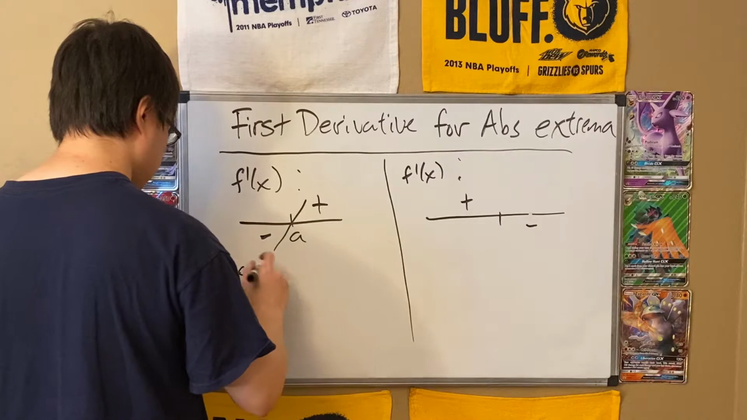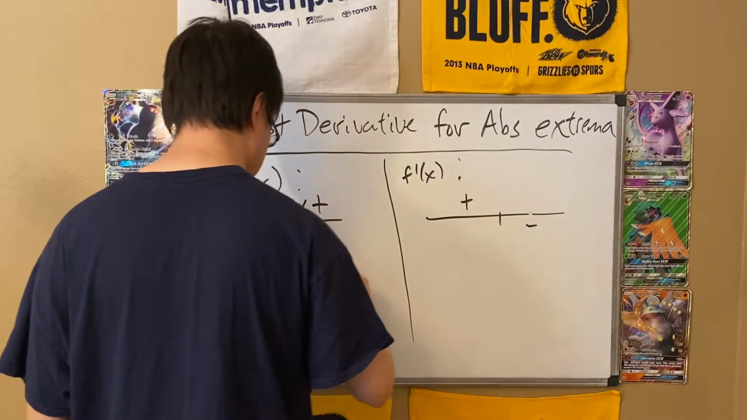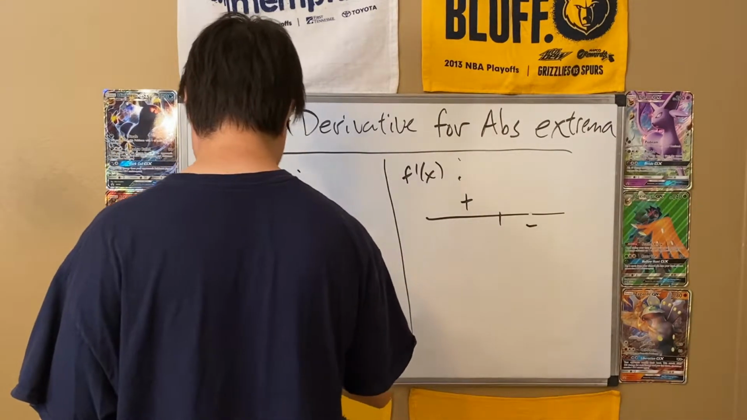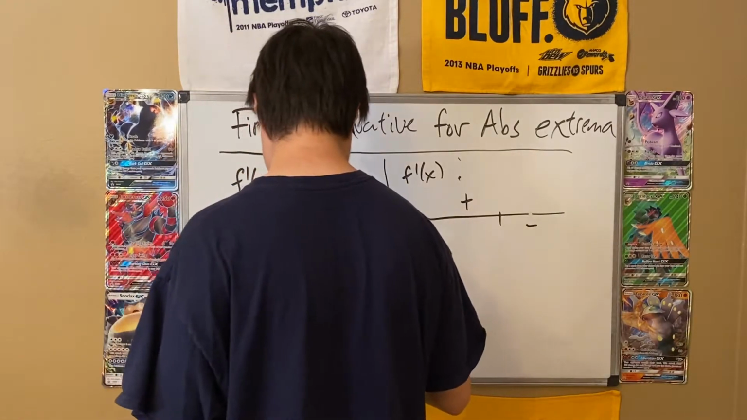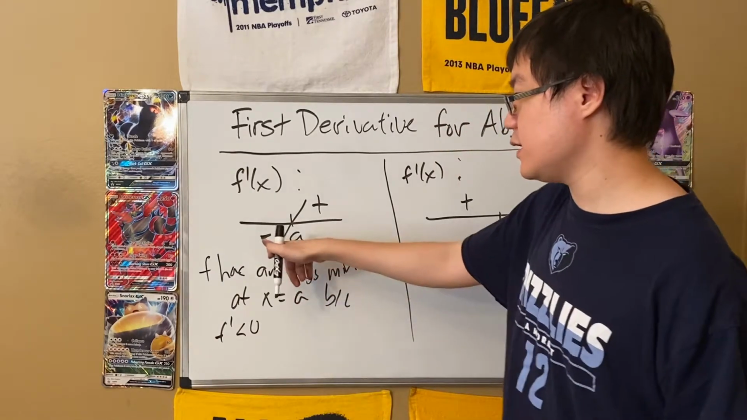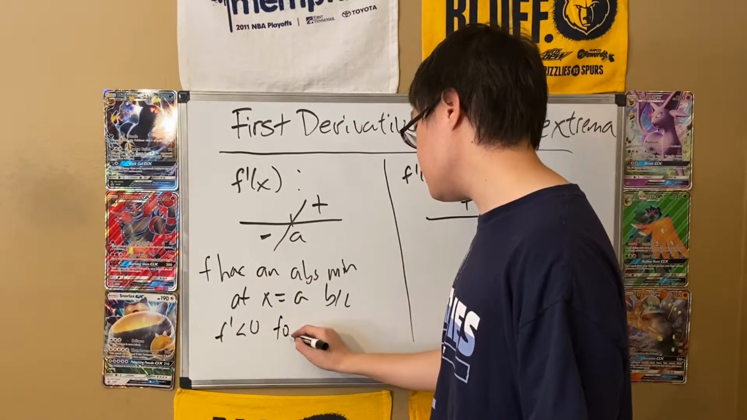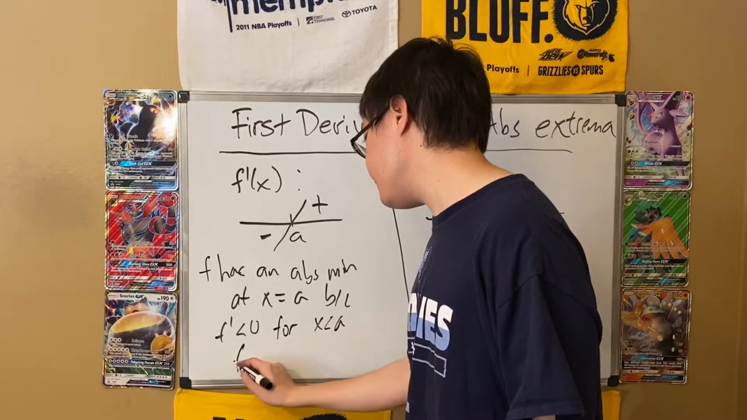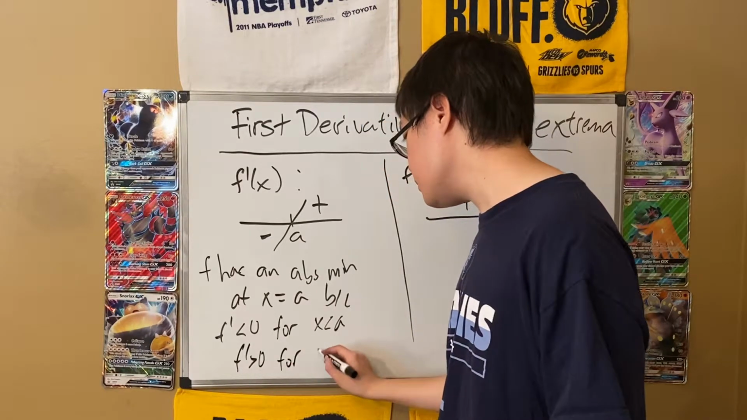F has an abs min at x is equal to a because f prime is negative. So I'm just describing the sign chart again. It's negative for x smaller than a, and it's positive for x bigger than a.